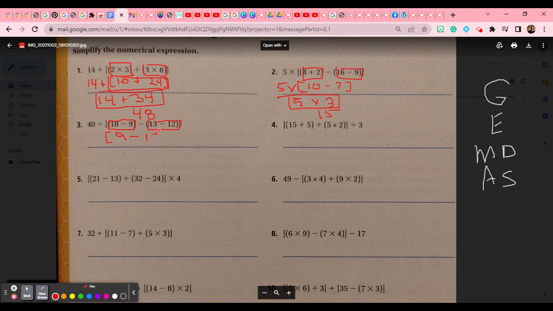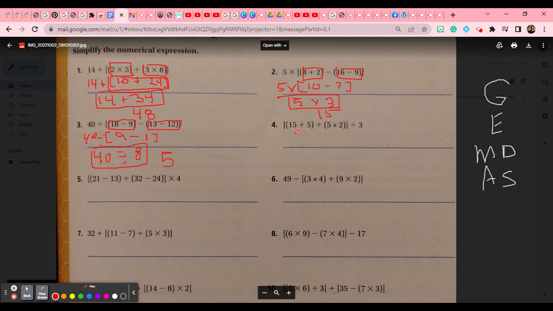Okay, still in brackets. 40 divided by, let's see what we get here. 9 minus 1 is 8. And 40 divided by 8, everybody, would be what? That would be 5, right? Okay. All right, let's look at number 4.